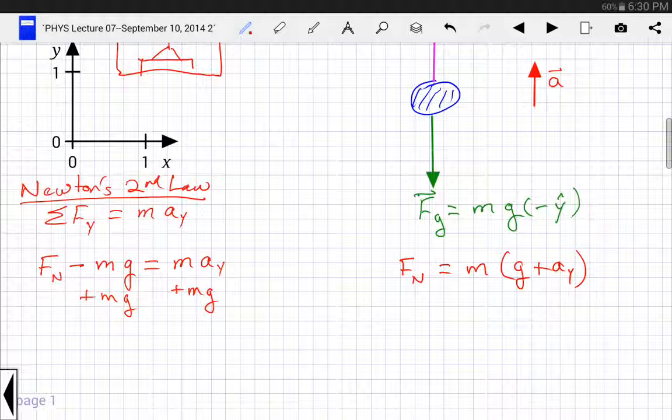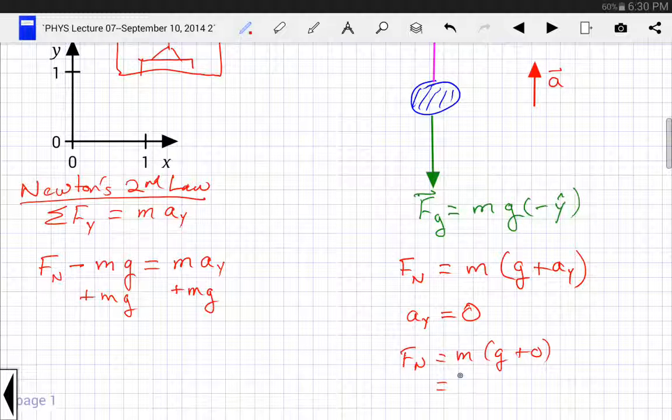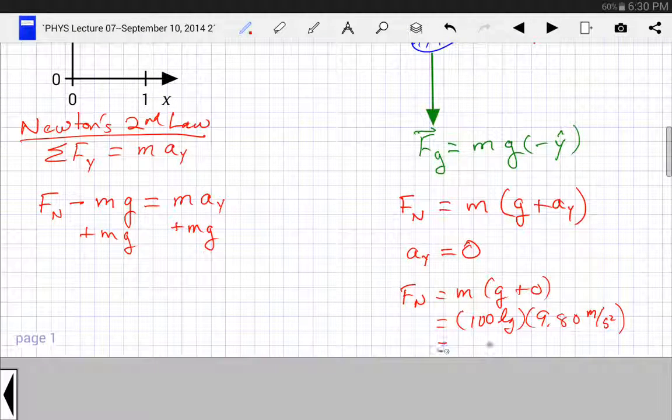Now I can answer the question that was given. For what I gave you, I said acceleration in the y direction is 0 because it says he's stationary. If he's stationary, his velocity is constant at 0, it's not changing. So in that case, the force normal would be just mg. So that would be his mass, 100 kilograms, multiplied by g. Always use 9.80 meters per second squared unless you're told otherwise. And so that's 980 newtons. Remember, a kilogram meter per second squared is a newton.